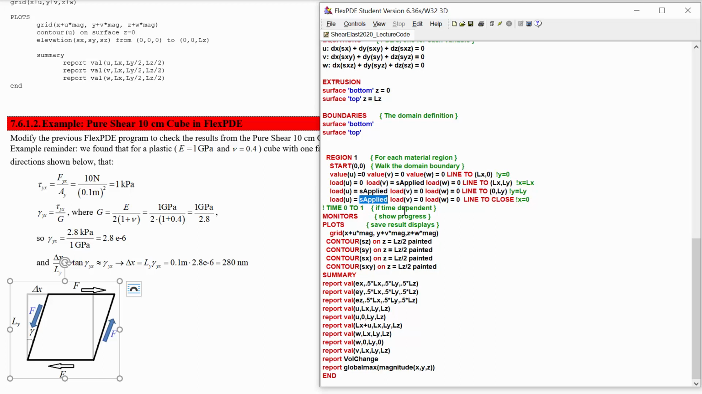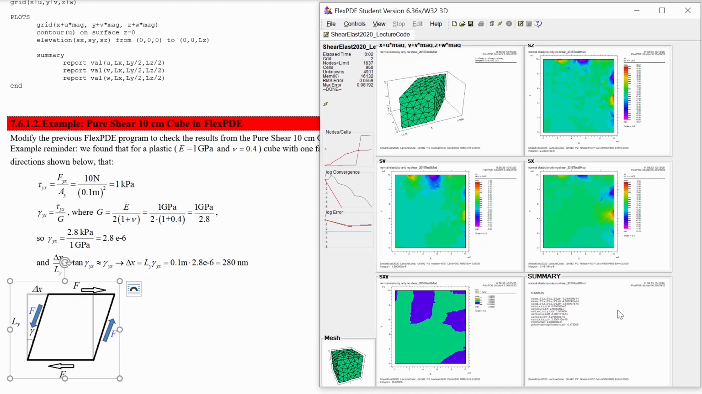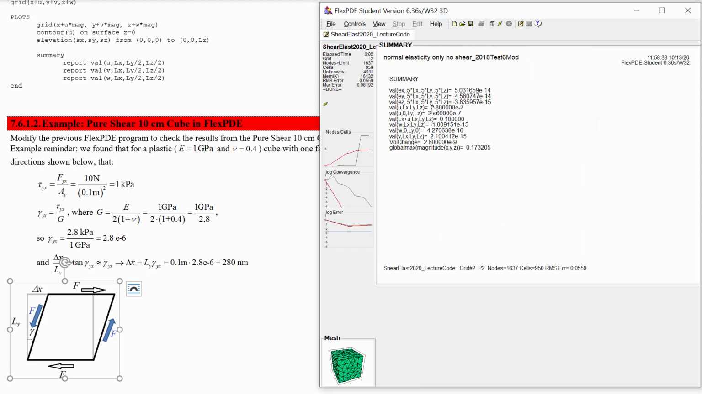Now on the left side, we want to have no stress in x, and we want to have a stress of negative s applied in the y direction. Now it's in pure shear static equilibrium. Okay, so we should get back that same shear displacement with our 280 nanometers in x.